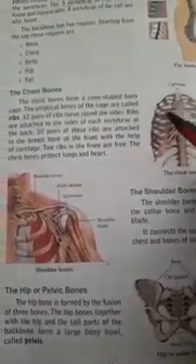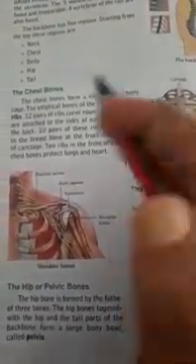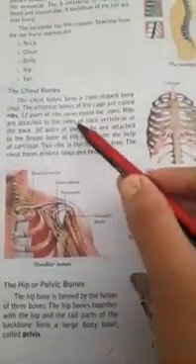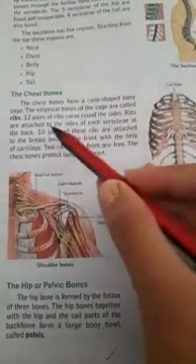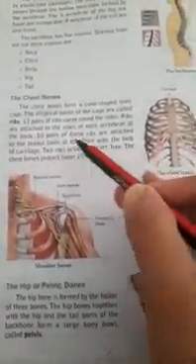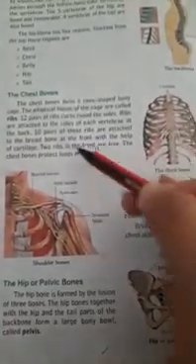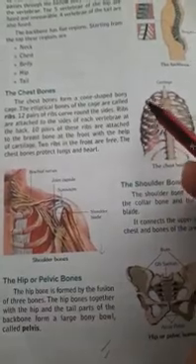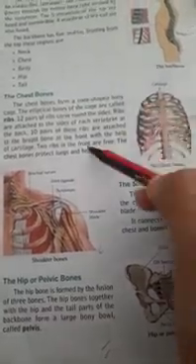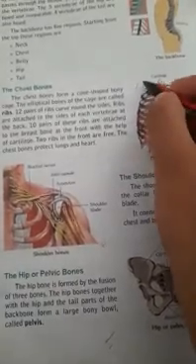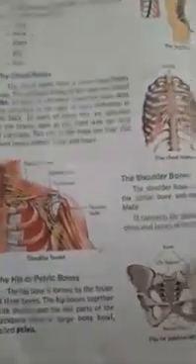There are 12 pairs of ribs, and they are curved in shape, rounded at the sides. Ribs are attached to the sides of each vertebra at the back. 10 pairs of these ribs are attached to the breastbone at the front with the help of cartilage. And 2 pairs of the ribs are floating ribs. The lower 2 pairs of ribs are the floating ribs.